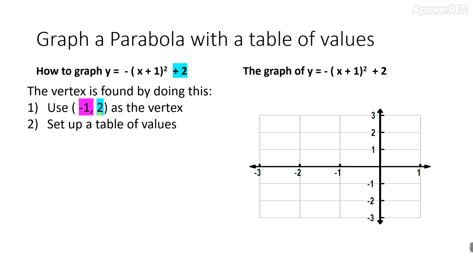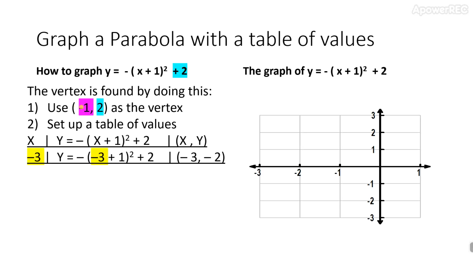Step 2, we're going to set up a table of values, and so we're going to have 3 columns. We'll have x, the function, and the xy pair. So how do we know which numbers to use? Well, we'll use -1, 2, and we'll use 5 numbers in total, but 2 of the numbers will be less than -1, and 2 numbers will be greater than -1. So we'll use -2, -3, and we'll use 0 and 1 for the x values.